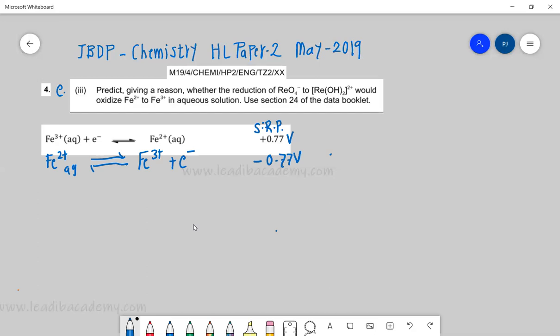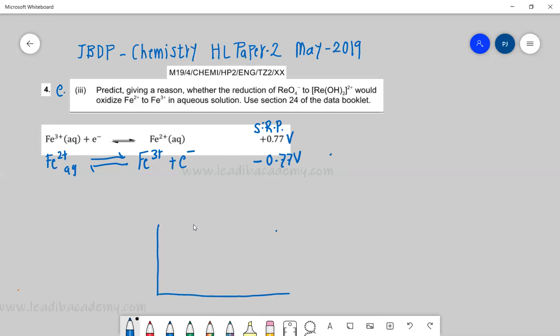The minus sign indicates that Fe2+ is not very happy to get oxidized to Fe3+. It means it prefers to stay as Fe2+, while Fe3+ prefers to get reduced and converted into Fe2+. Fe2+ doesn't like to get oxidized. That is the logic. Anyways, now the question is being asked, so let me give the idea of what we are talking about.